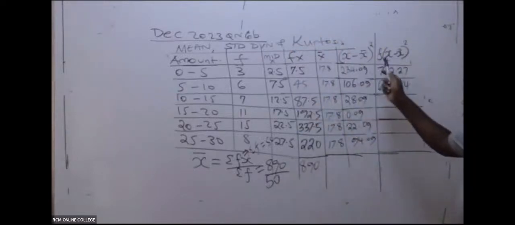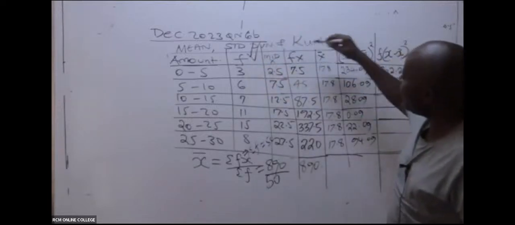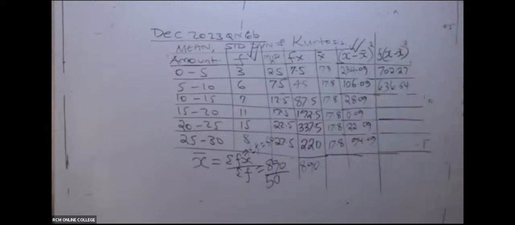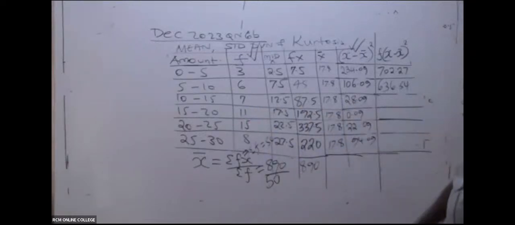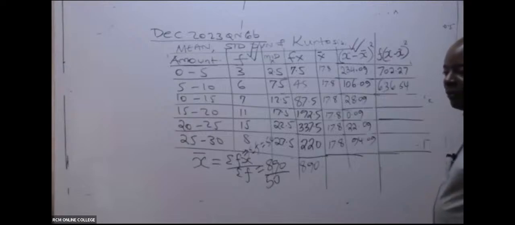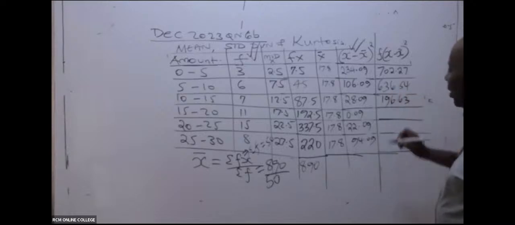So then we go to the next one. Remember, what I'm doing is taking this frequency times this. Great. So now we are on the third one, where we are taking the frequency, which is 7, times this 28.09. What do we have, ladies and gentlemen? 196.63.